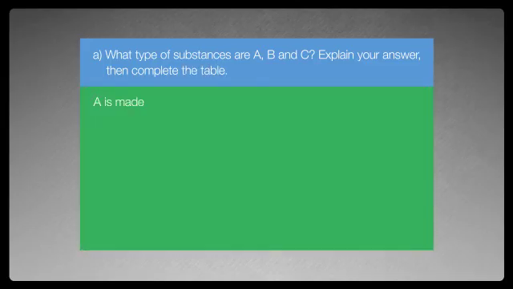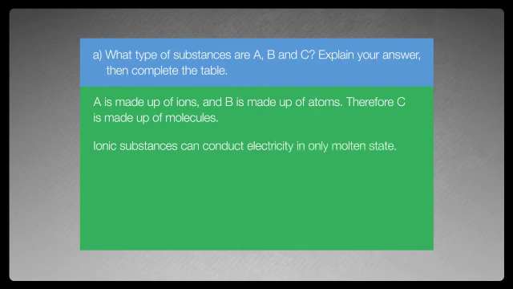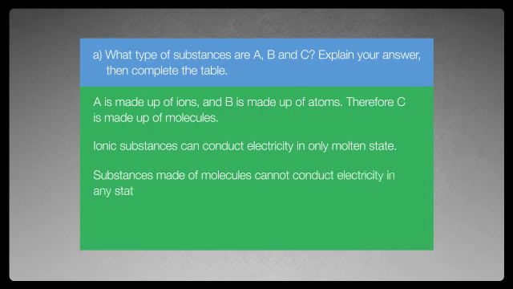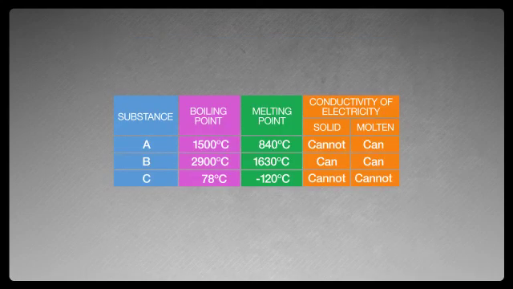Question A. What type of substances are A, B, and C? Explain your answer. A is made up of ions, and B is made up of atoms. Therefore, C is made up of molecules. Ionic substances can conduct electricity only in a molten state. Substances that are made up of molecules cannot conduct electricity in any state. Substances made up of atoms can conduct electricity in both solid and molten states. So now we can complete this table.